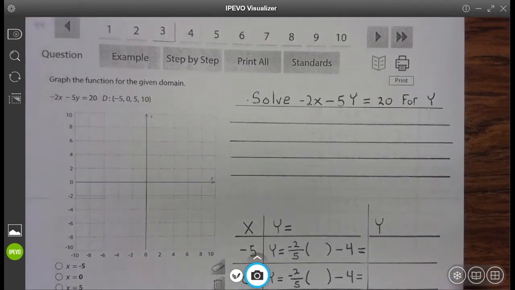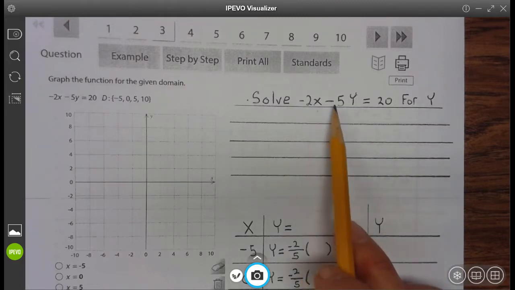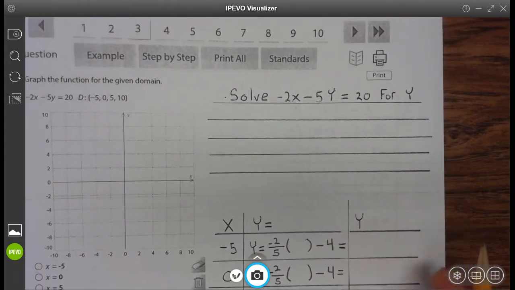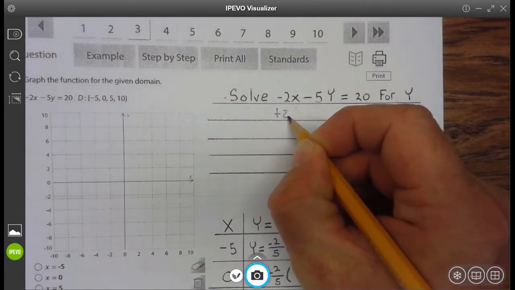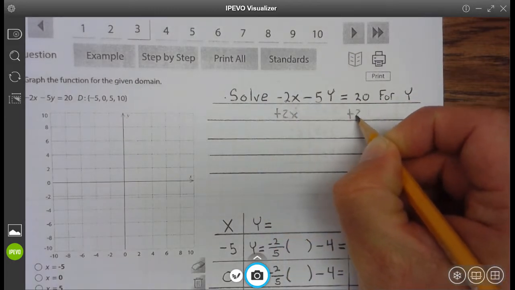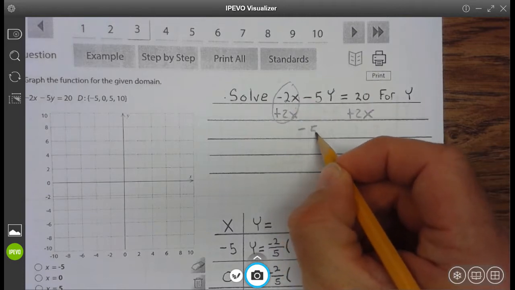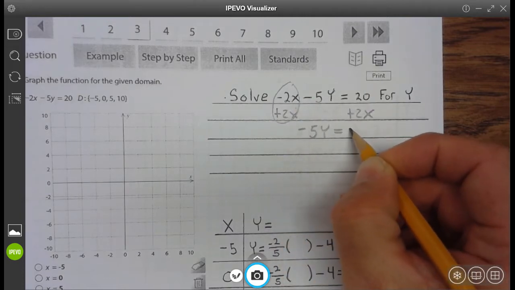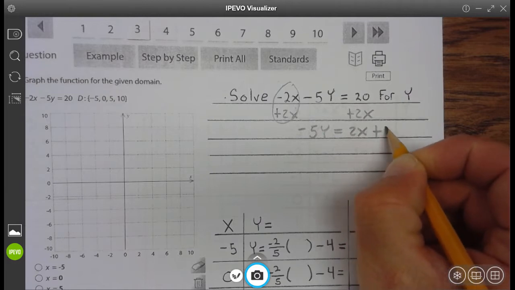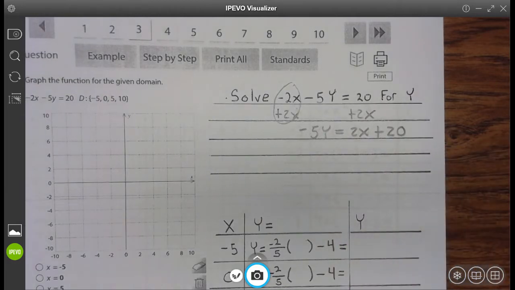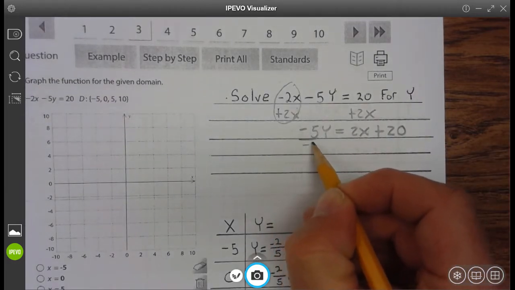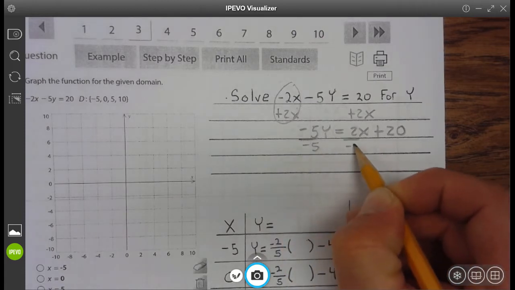All right, example 3. Graph the function for the given domain. So to graph this, we need to solve negative 2x minus 5y equals 20 for y. So we're going to add 2x to both sides. Well, negative 2x and 2x is 0. You have negative 5y equals 2x plus 20. And then we're going to divide everything by negative 5.